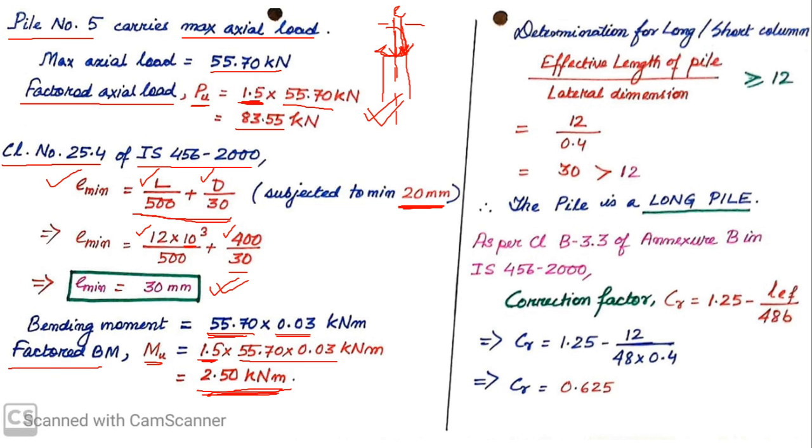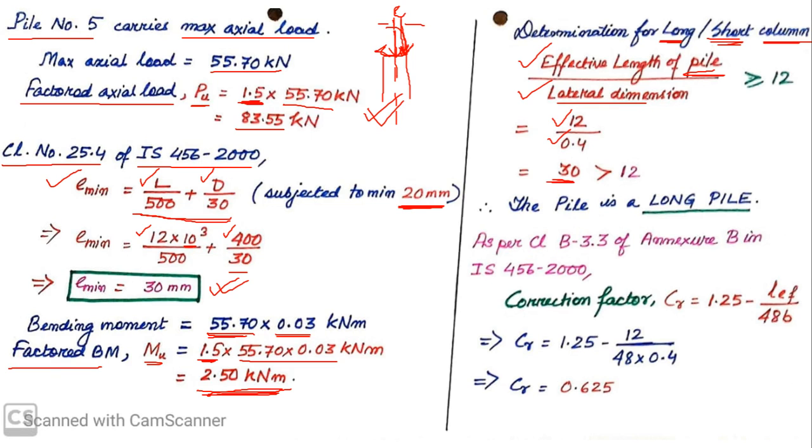Alright, the next step is to determine whether your pile is a long pile or a short pile. Now this is similar to what we have learnt in columns also. How do we determine whether a column is a long column or a short column? We take the ratio of effective length of the column to the lateral dimension of the column. In this case, we will be taking the effective length of the pile divided by the lateral dimension of the pile. So what is the effective length of the pile? It is 12 meters. And what is the lateral dimension of the pile? It is 400 millimeters. So in meters it will be 0.4 meter. So this value comes out to be 30.